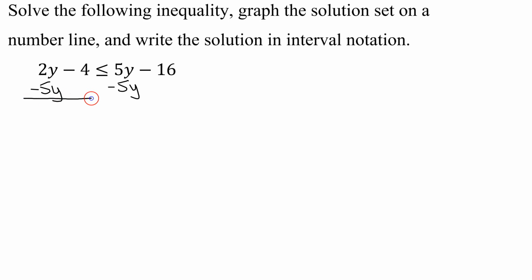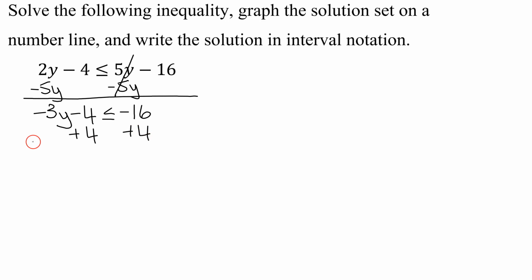And remember, adding and subtracting things to an inequality does not change the inequality symbol. So I get 2y minus 5y is negative 3y minus 4 is less than or equal to 5y minus 5y is 0, so the only thing left on the right-hand side is negative 16. Now I need to add 4 to both sides. And remember, again, adding and subtracting things do not change the inequality symbol. So I'm going to get negative 3y, and remember, negative 4 plus 4 adds up to 0, is less than or equal to negative 16 plus 4 is negative 12.